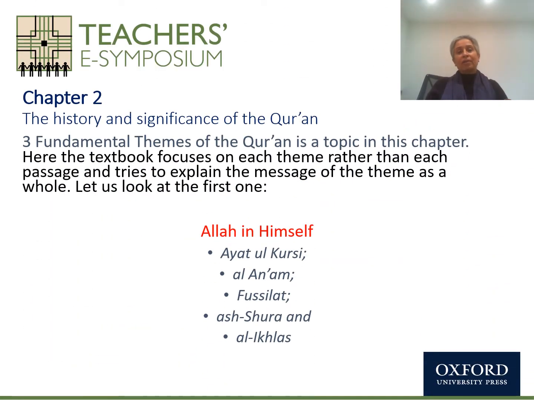Chapter 2 of Part 1 deals with the history and significance of the Quran. And here the history and importance of the Quran is given, the revelations of the Quran to the Prophet Muhammad, the chronology and the unique features of the Quran are given, how the Quran was compiled, the fundamental themes and the sources of Islamic law are covered.